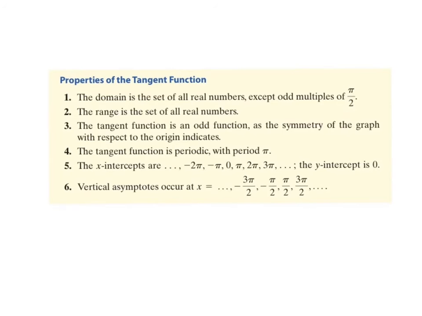Now here are some properties listed for the tangent function. Alright, we already said the domain is the set of all real numbers except for values of k pi over 2, except where k is odd. That's what point 1 means. The range, since each branch goes in the positive and negative y direction infinitely, the range is just the set of all real numbers.